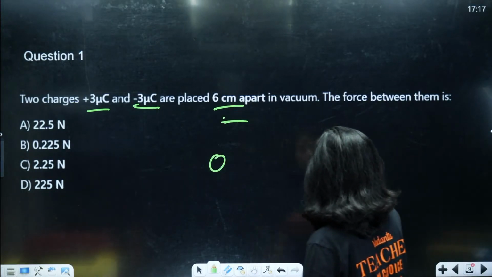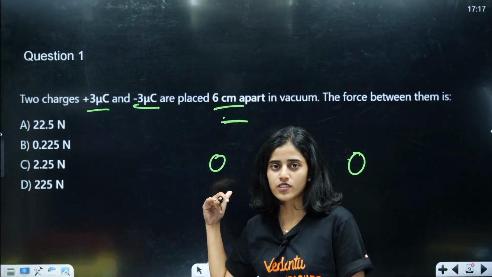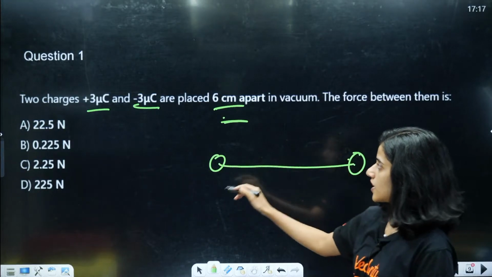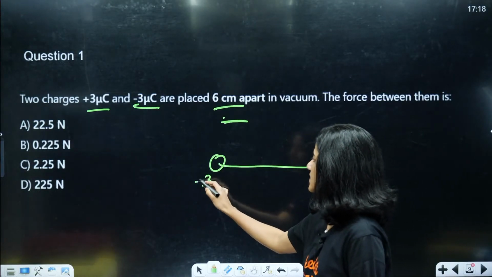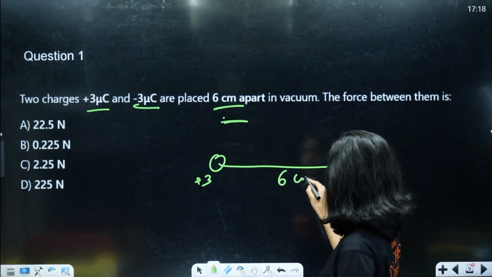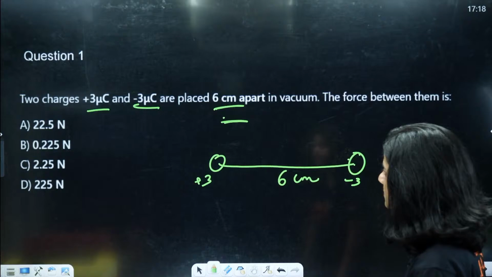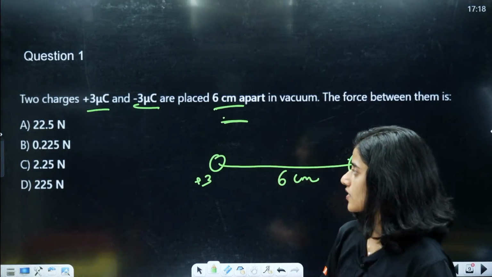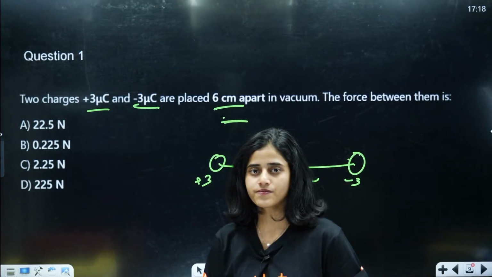So you have two charges. Okay, I can give you some time, you can solve it. After that, I'll solve it. I'll just show you how it is. So there are two charges. They are at plus 3, minus 3, and they are at 6 centimeters apart. You have to find out the force between them. Can you solve it quickly and tell me the solution?